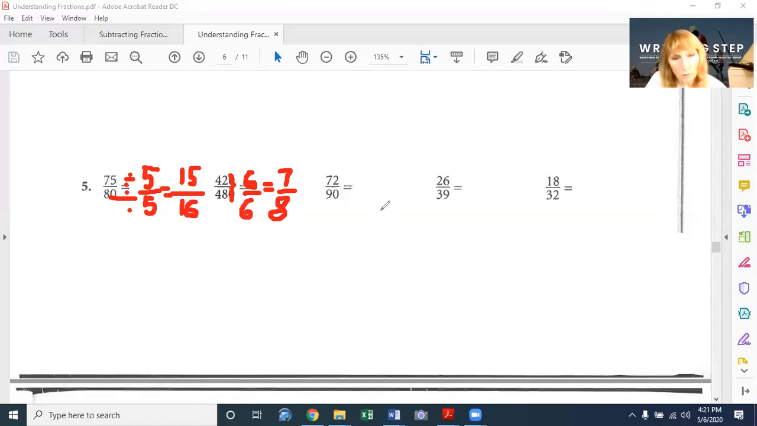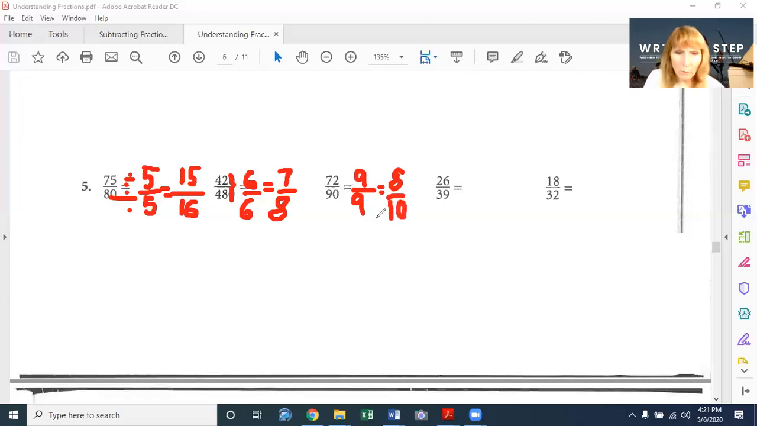Okay, 72/90ths. 9 times 8 is 72, so I'm going to divide the top by 9 and the bottom by 9. And I'm going to get 8 on top. And I'm going to get 10 on the bottom, right? Because 90 divided by 9 is 10. But now look at what happened. I can still divide more.